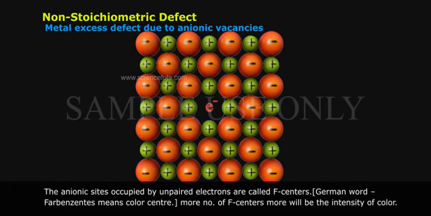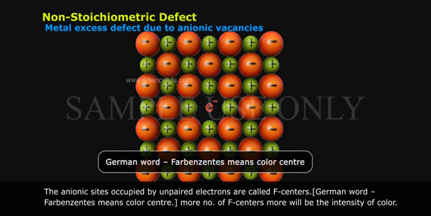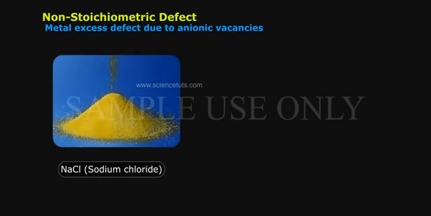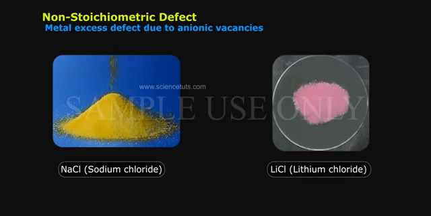The anionic sites occupied by unpaired electrons are called F centers. From the German word Farbcenter, which means color center. The more F centers, the more the intensity of color. NaCl, sodium chloride, is yellow. LiCl, lithium chloride, is pink.